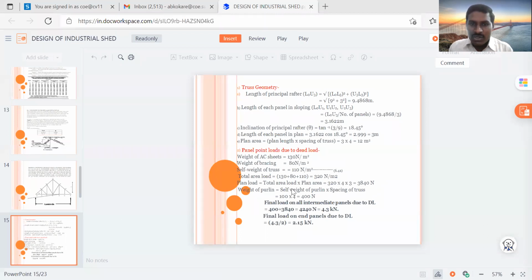After calculation of this load in Newton, we have to add the weight of purlin also. So weight of purlin in Newton is self weight of purlin into spacing of truss, which is equal to 400 Newton.